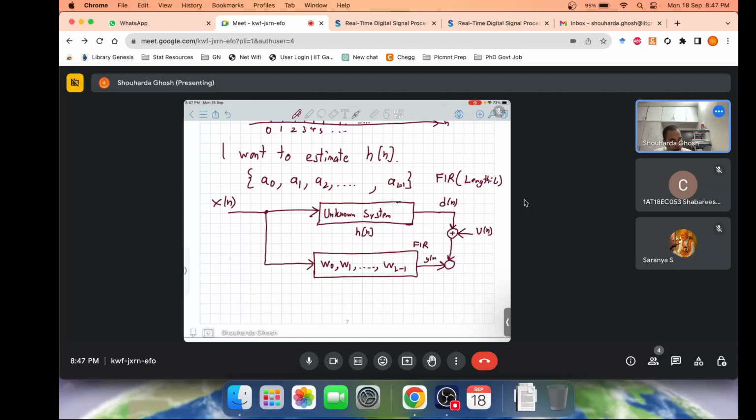So this signal output is y n. I'm not writing this as d n, let me write this as d of n. Here is a subtractor, so it's d n minus y n. I get a signal e n, and I use an adaptive algorithm. What does this adaptive algorithm do? It tries to manipulate w0, w1, all the way to w L minus 1. And what do you actually get?